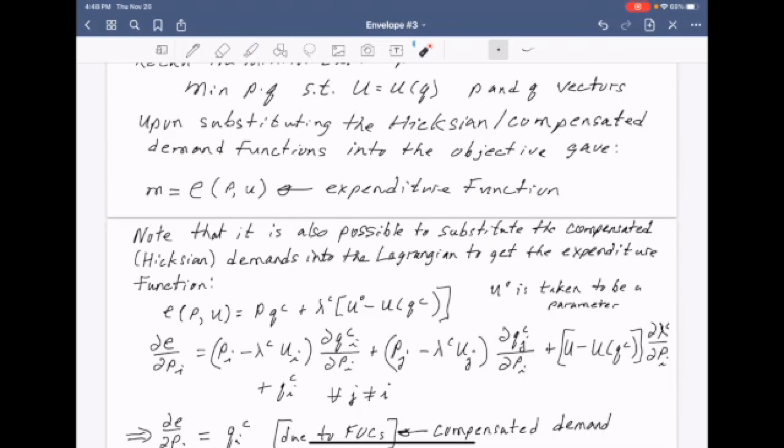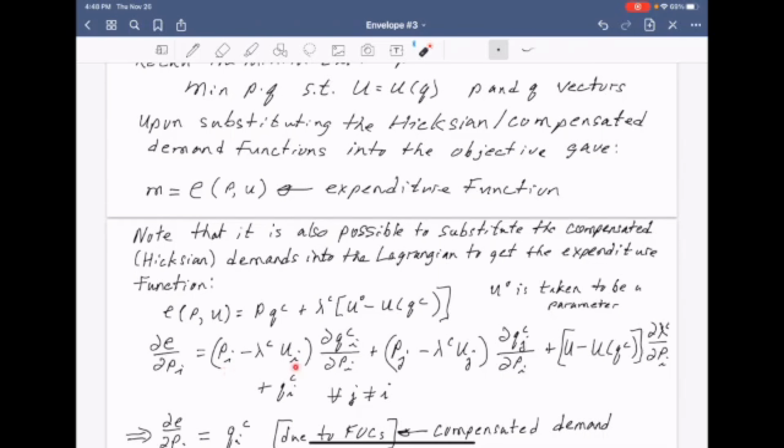And here what we're going to do is denote U with a little 0 as a superscript to indicate that this is a particular parameter. It's a fixed indifference curve that we're on. And you can think of it, it doesn't need to be an indifference curve. It could also be an isoquant. So we take the partial of the expenditure function with respect to Pi, one of the goods.